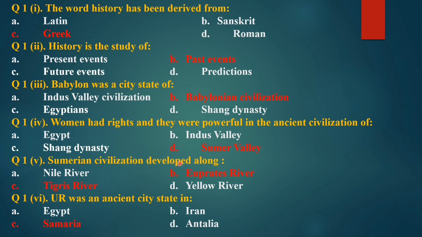Sumerian civilization developed along Nile River, Euphrates River, Tigris River, Yellow River. Correct option is Tigris River. Ur was an ancient city-state in Egypt, Iran, Sumeria, and Antalya. Correct option is Sumeria.